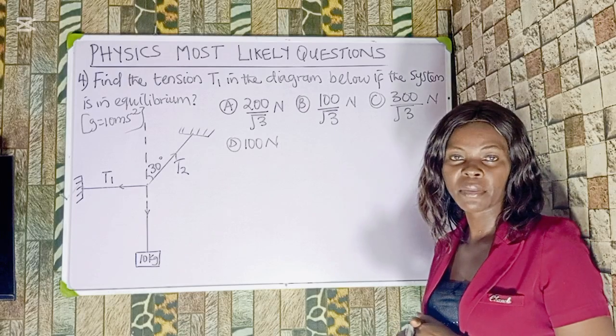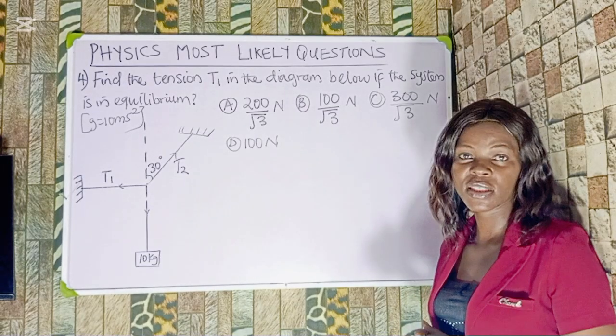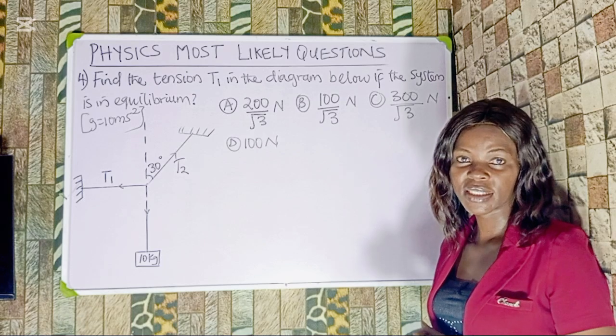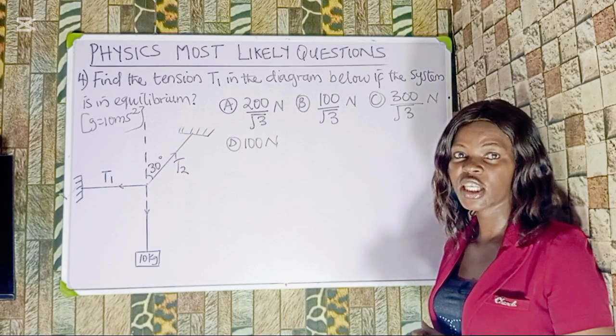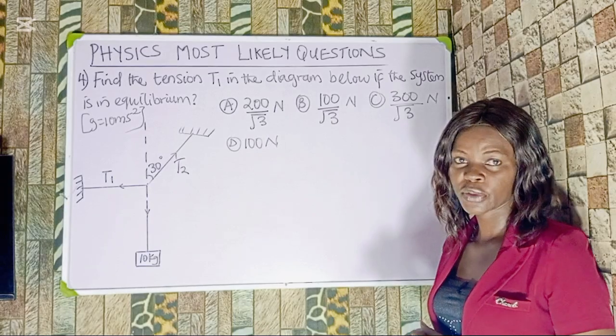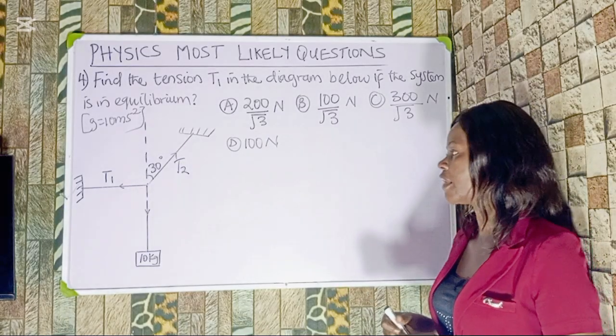The first thing that will come to our mind is the principle of triangle of forces, which states that if three forces are in equilibrium, they must be represented in both magnitude and direction by the three sides of a triangle taken in order. So using that principle, the principle of triangle of forces, we are going to resolve this vector on the board.